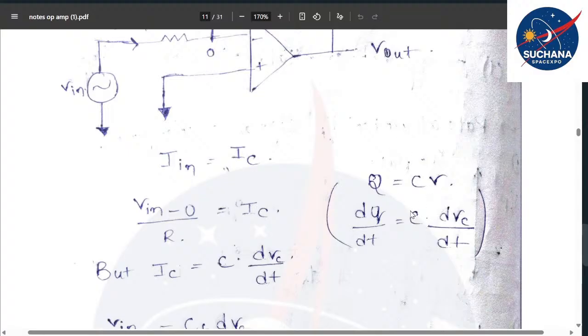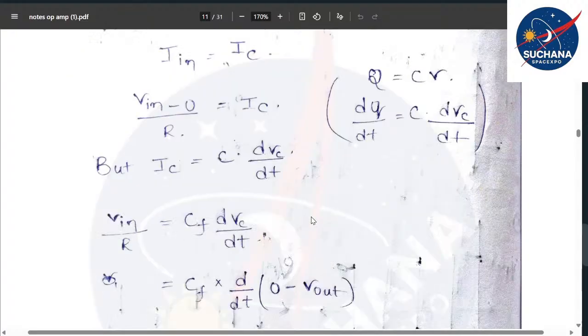So substitute this equation. See, already you know dQ by dt is equal to IC. Current means rate of flow of charge, right? Rate of flow of charge is nothing but current. So if some charge is flowing with respect to time, the rate of flow of charge is nothing but current. That's why dQ by dt can be replaced with IC, the current flowing through the capacitor. So IC is equal to C into dVc by dt, which is nothing but the current flowing through the capacitor.